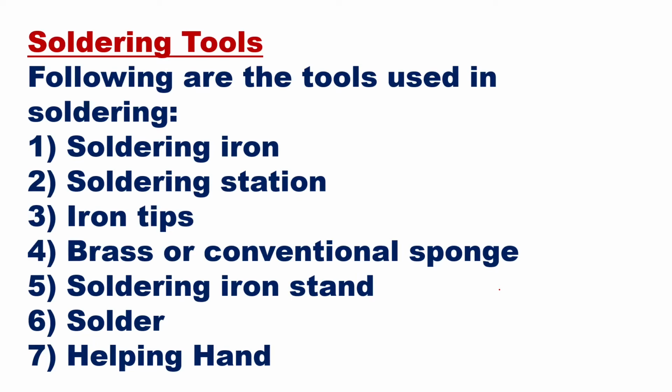Then we have soldering tools. What are the soldering tools we have in our soldering mechanism? So number one is soldering iron, number two is soldering station, number three is iron tips, number four is brass or a conventional sponge, number five is soldering iron stand in which you can keep your soldering iron, number six is the solder, and number seven is the helping hand which does this.